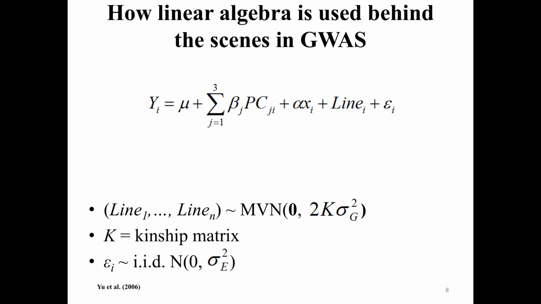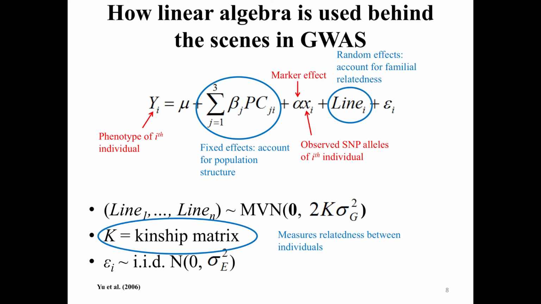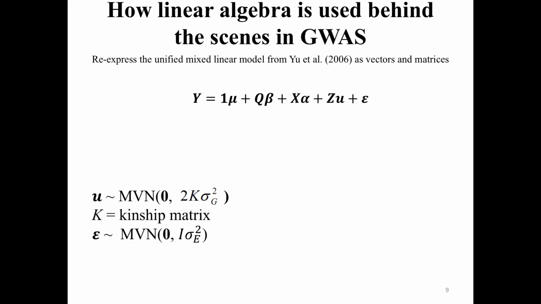So let's consider the unified mixed linear model. Our y variable is the phenotype of interest, and then we include our tested SNP as an explanatory variable. We have fixed effect covariates to account for population structure, random effects to account for familial relatedness, and then our grand mean and our random error term. At each marker, we're going to fit this model and obtain estimates of all of these parameters, and linear algebra is used behind the scenes to provide these estimates. Briefly, this is how it's done.